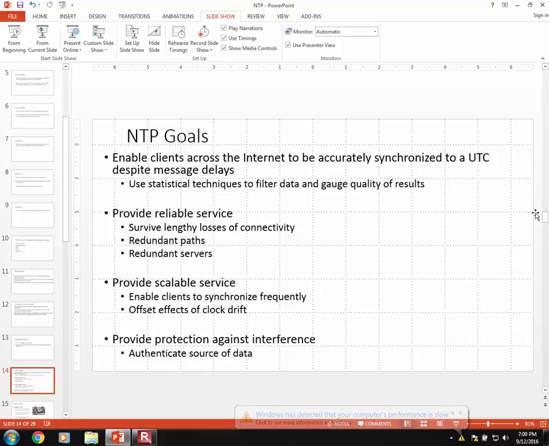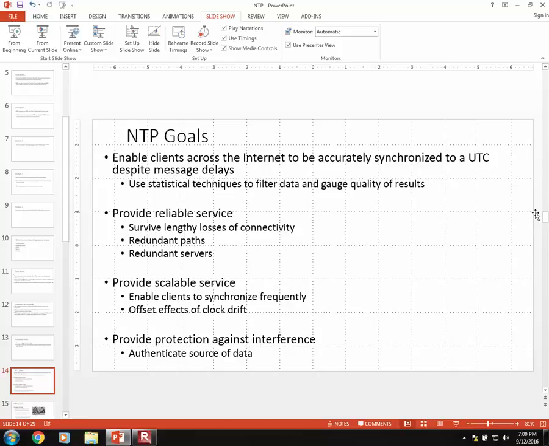Overall, the goals for NTP is to enable clients across the internet, or maybe even on a local real-time network, to be accurately synchronized to UTC, despite message delays. To make this work, statistical techniques are used to filter data and gauge the quality of results. NTP also provides a reliable service. It can survive lengthy losses of connectivity, and it provides for the use of redundant paths and redundant servers.